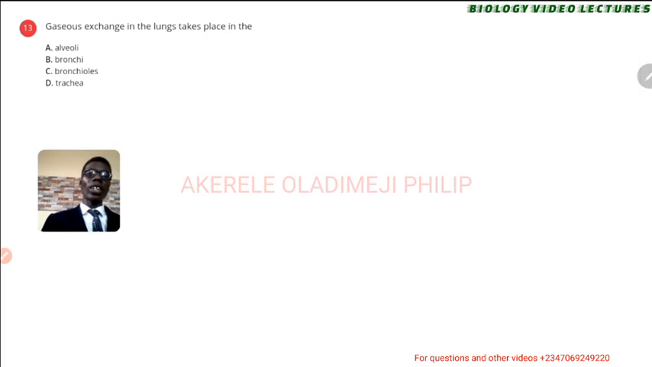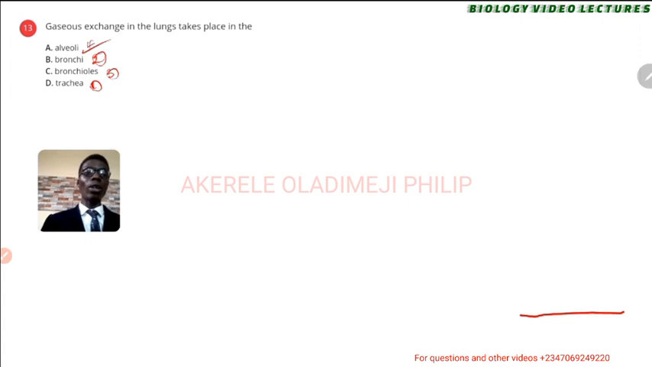Gaseous exchange in the lungs takes place in the alveoli. Let me arrange this for you in the right order. If you want to talk about, like I'm breathing in now, how the air will go is this: it's going to go to the trachea. From these options, trachea number one, bronchi number two, then number three is going to be bronchioles, then number four is going to be what? Alveoli. So that looks somewhat like this here.